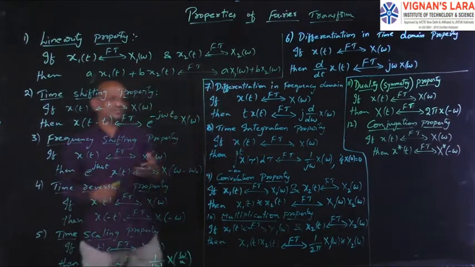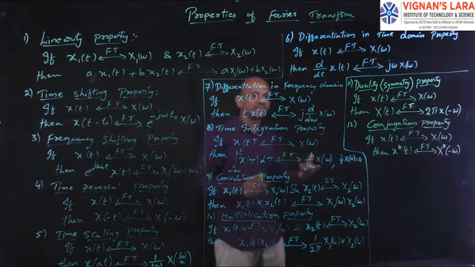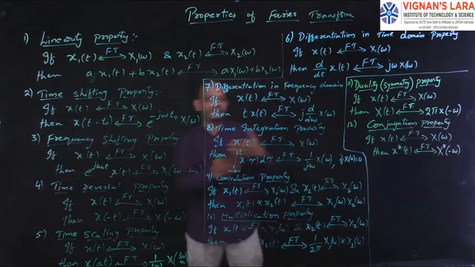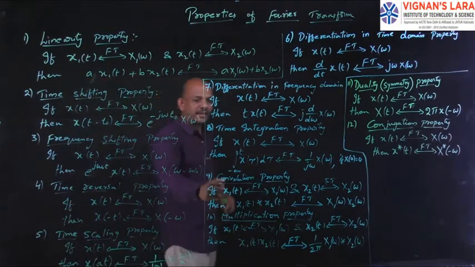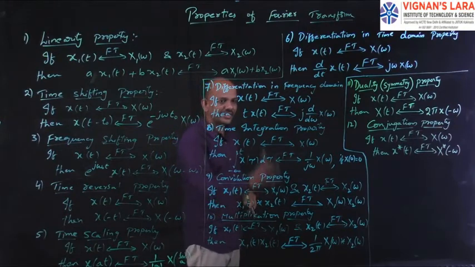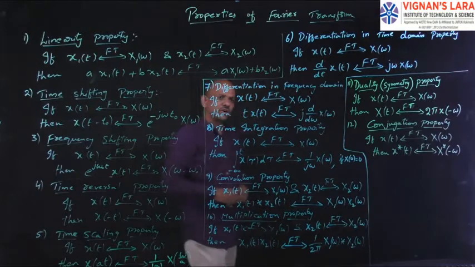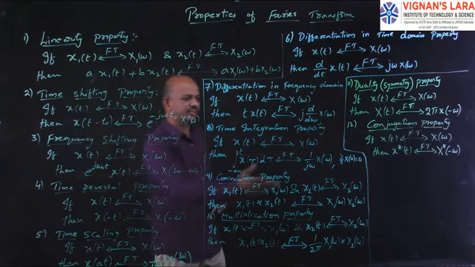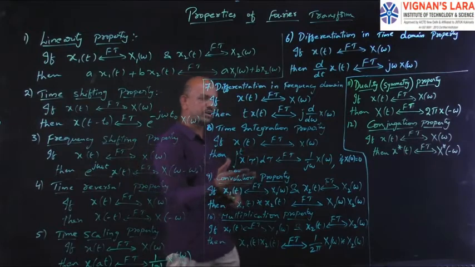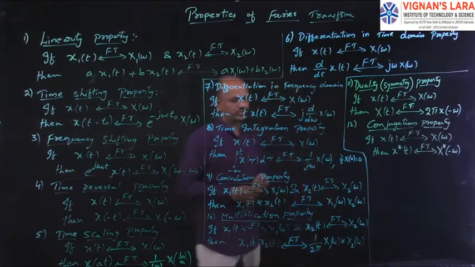For addition and subtraction, we need two signals. For multiplication also, we need two signals. As multiplication and convolution have a link, convolution also needs two signals. So I have taken x1 of t having a Fourier transform x1 of omega, and x2 of t having a Fourier transform x2 of omega. The first one x1 of t has Fourier transform x1 of omega, and the second one x2 of t has Fourier transform x2 of omega.